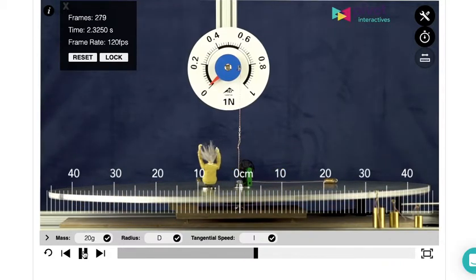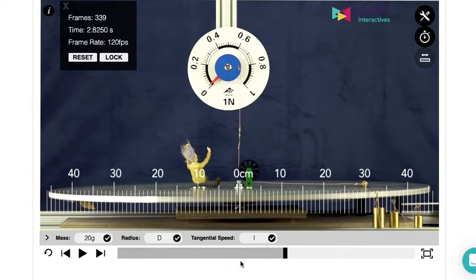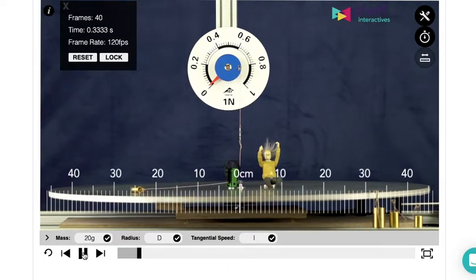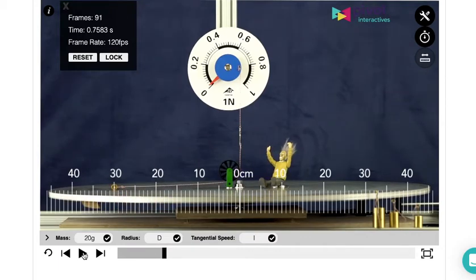So the best way to take data for this is to let the mass get to the outside edges. So there's an outside edge. I'm gonna use this black bar to go forward or backward, or you can use the right and left arrows to move forward or back. But I wanna go to the outside edge of this, which it looks like it's about there.